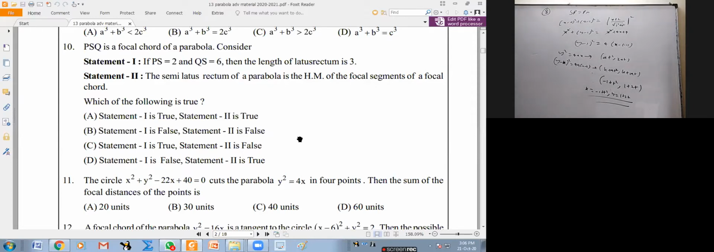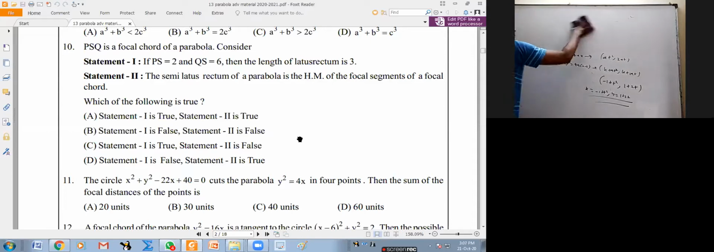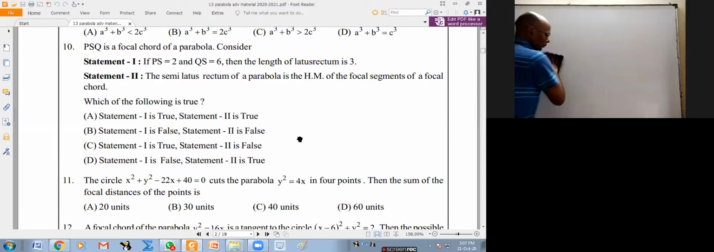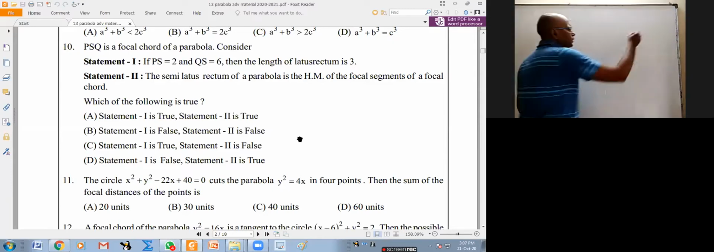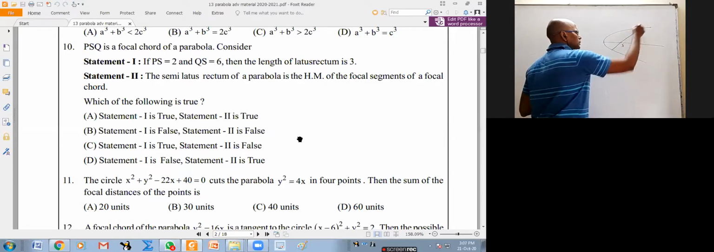Okay. 10th one is about this part of focal chord. We all know in any parabola, if we take a focal chord, this is SP, SQ.